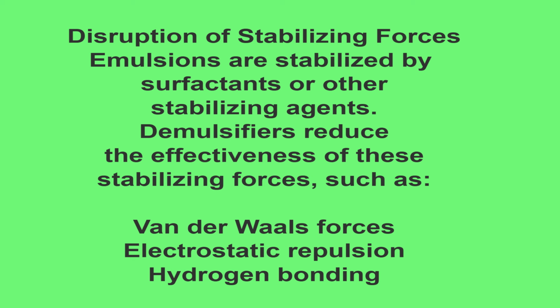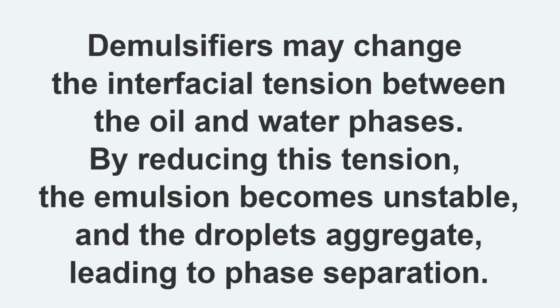Emulsions are stabilized by surfactants or other stabilizing agents. Demulsifiers reduce the effectiveness of these stabilizing forces, such as van der Waals forces, electrostatic repulsion, and hydrogen bonding. Second, destabilization. Demulsifiers may change the interfacial tension between the oil and water phases. By reducing this tension, the emulsion becomes unstable and the droplets aggregate, leading to phase separation.